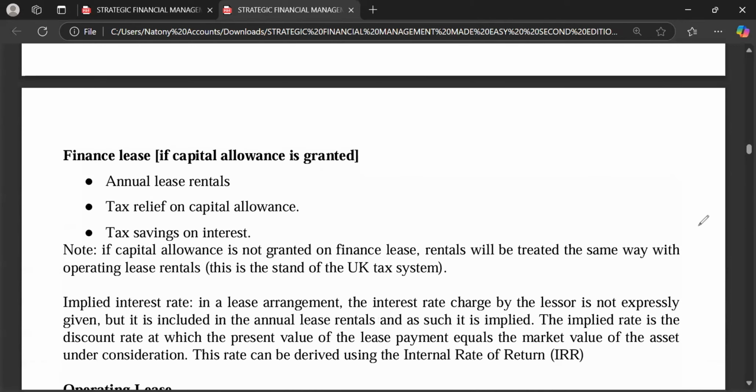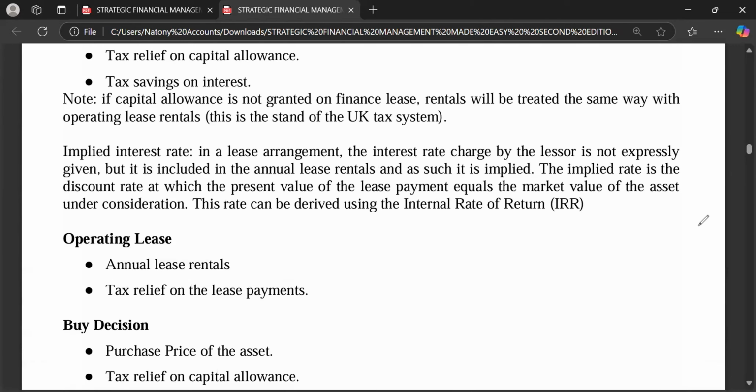For debt financing, the company will be looking at collateral. Does the company have the required collateral for the debt financing? It will also be looking at the level of gearing.